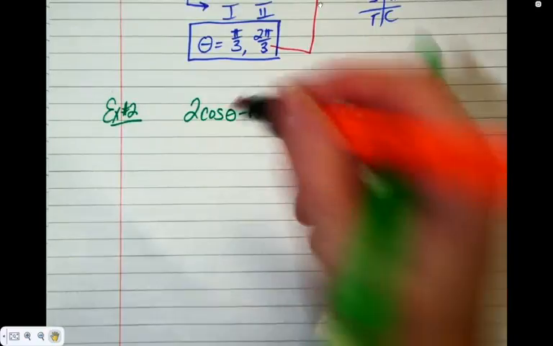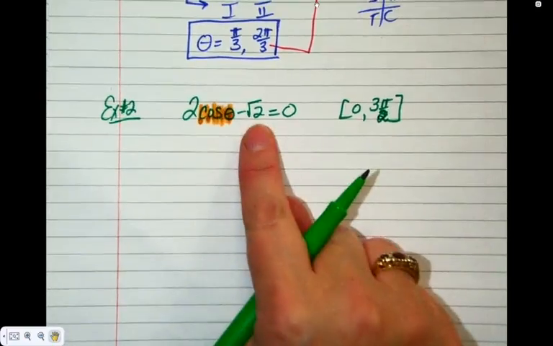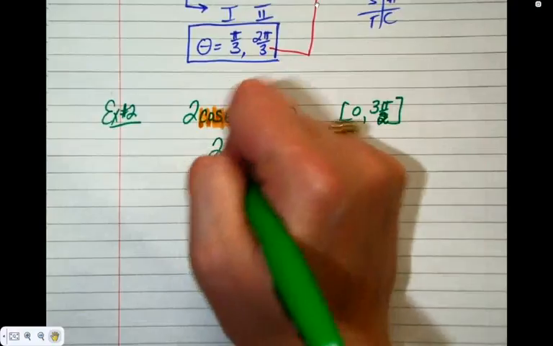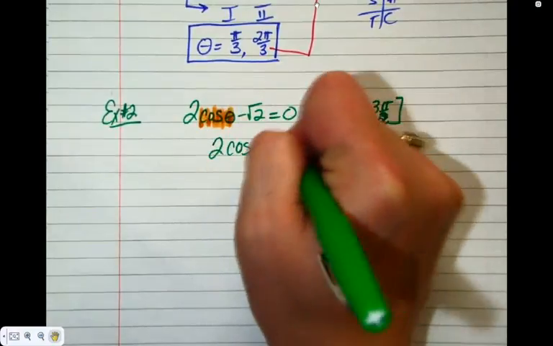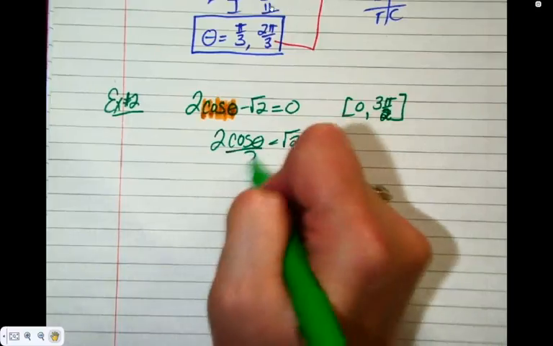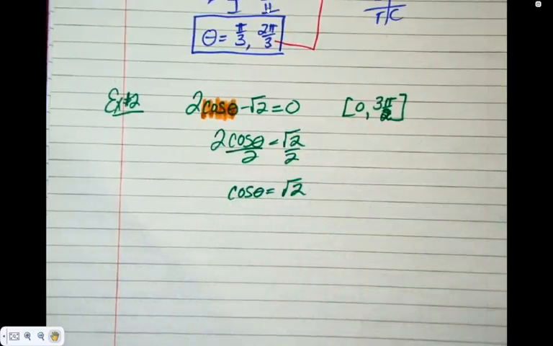Step number 1, I want cos theta by itself. So again, highlighting just helps you remember what needs to go away here. I need to get rid of this minus root 2 first. What's the opposite of subtracting root 2? Adding root 2. Now I'm going to get rid of the coefficient of 2. What's the opposite of multiplying something by 2? Dividing by 2. That is step 1, isolate the trig function. Get the trig function by itself, get all the other numbers over to the other side.